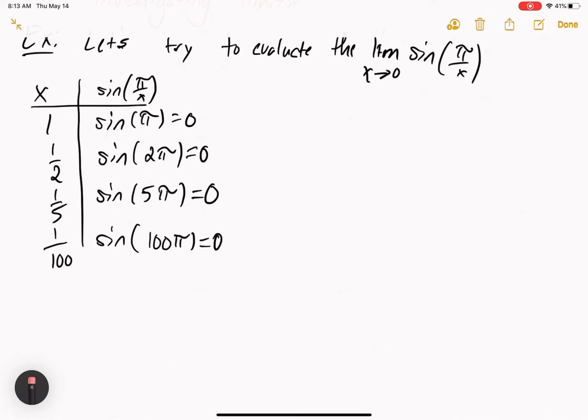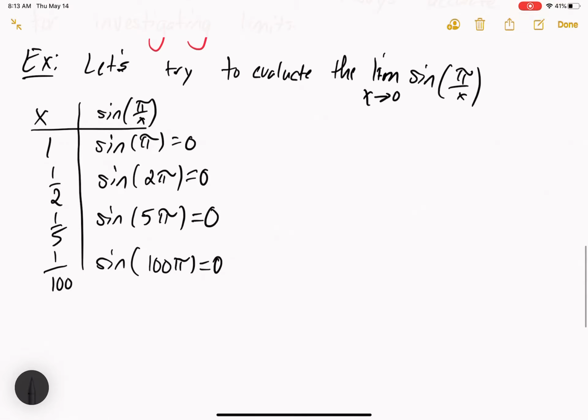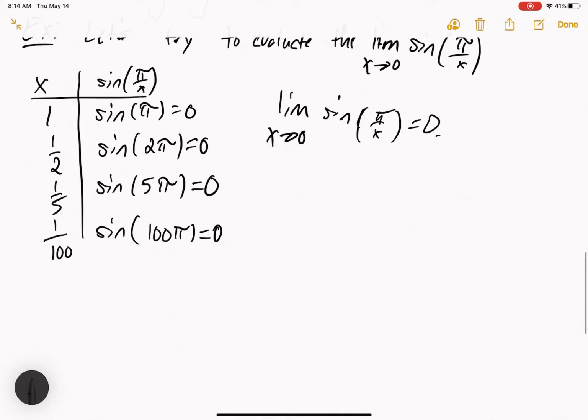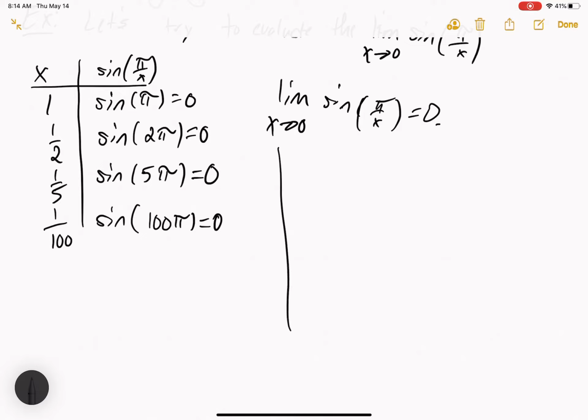So what this suggests, based on how we did the problem earlier, is that the limit as x goes to 0 of sine of pi over x is equal to 0. But that's not true, and we're going to see why it's not true when we do the graph. So I'm going to try to draw the graph. Bear with me, it's a very funky kind of graph. So I'm going to do my best to sketch it.